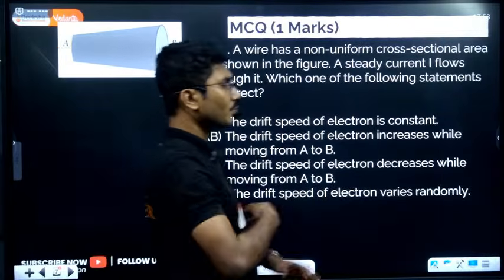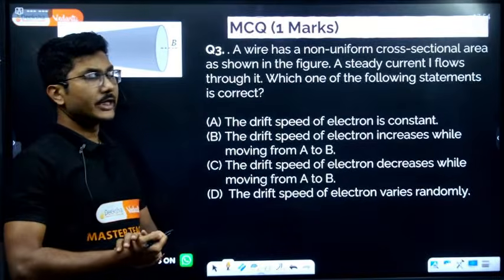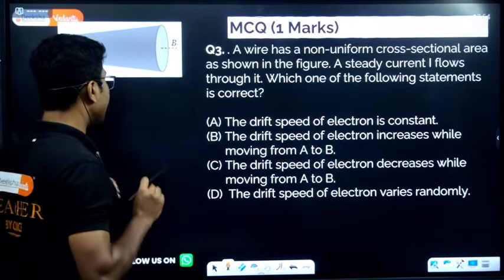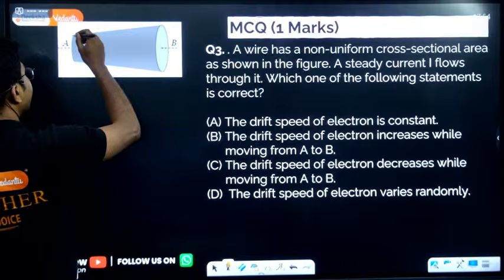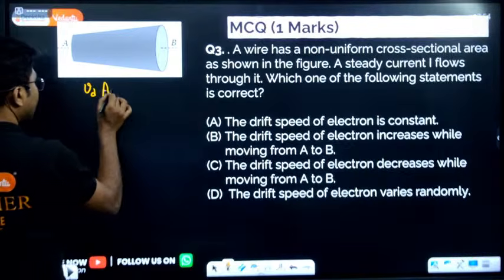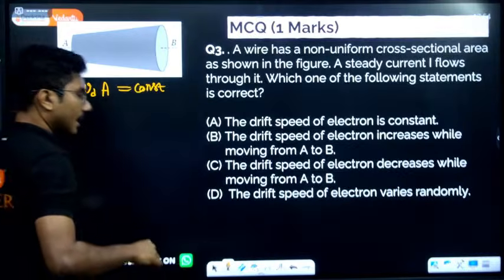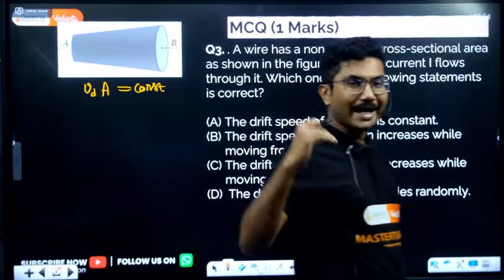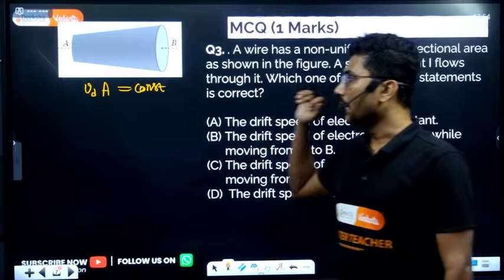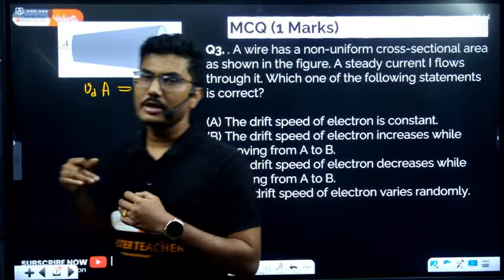So let's see. Normally most of you will be tempted to answer the first one, that drift speed of electron is constant. Actually it is not the correct answer. Remember, drift speed into cross-sectional area is constant. For a given current, when the current I is constant, then drift speed into area is constant. Not drift speed alone.